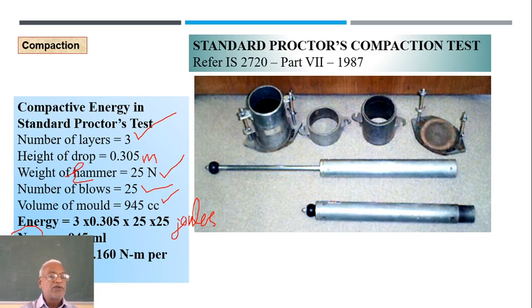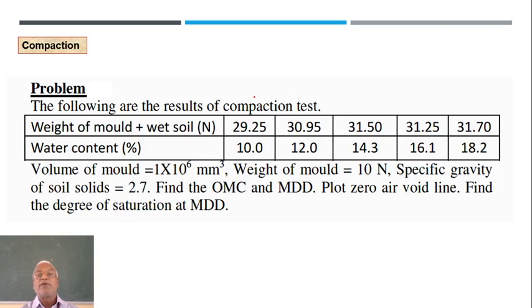So how much is the soil? 945 ml is the soil. So if you calculate for 1000 ml, whatever value is there for 945 will be scaled. For 1000 ml, it comes out to be 605.16 Newton meter or joules per 1000 ml. So this is the kind of energy that is given in the standard Proctor test for the soil.